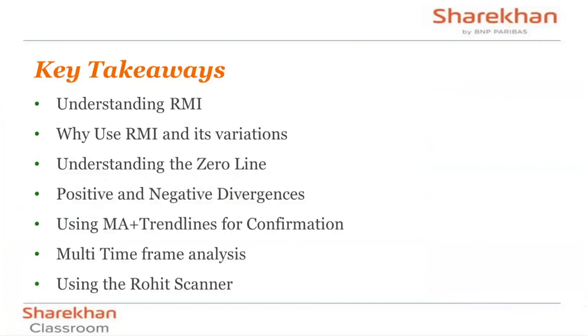Okay, so this is going to be the flow of the discussion over the next half an hour to 40 minutes, and then we'll take Q&A. We'll understand what the indicator is, how it functions, why did we design it like this, what are the variations to the indicator, understanding its zero line concept, the use of positive and negative divergences, confirming a trend using trend lines and moving averages, and then multi-time frame analysis, which then further gets enhanced by using the Rohit scanner. So that's the entire flow we are going to go through.